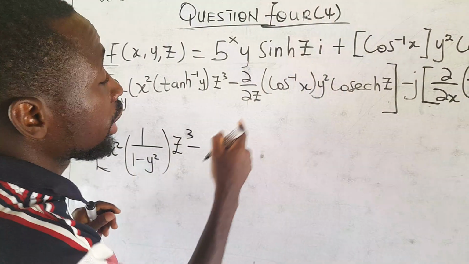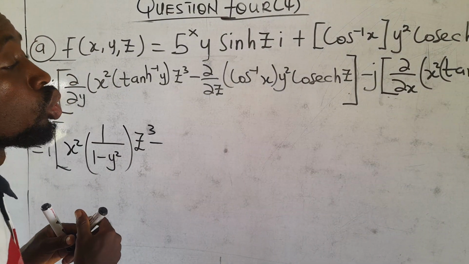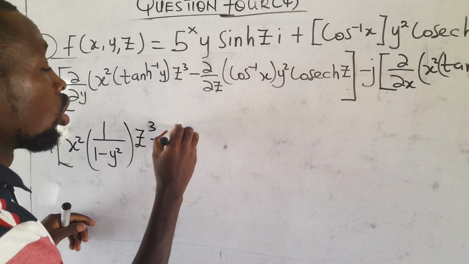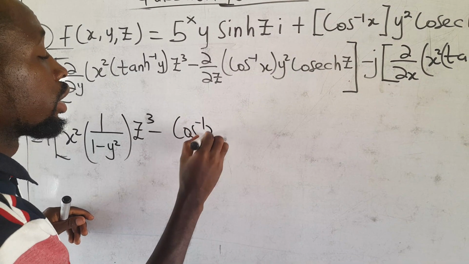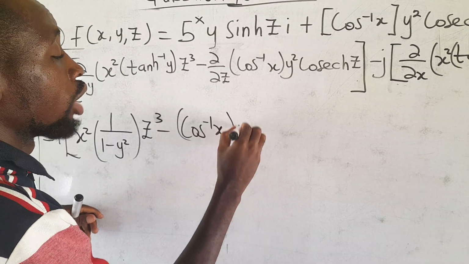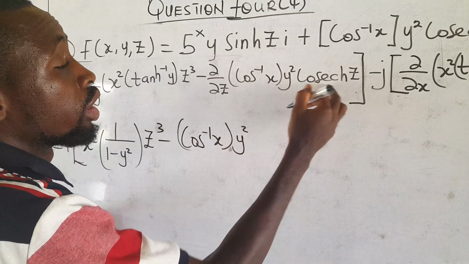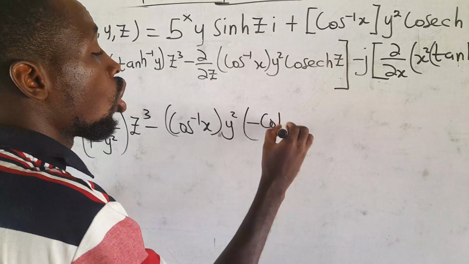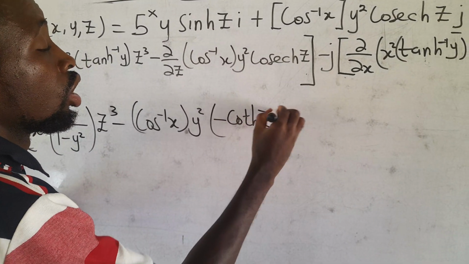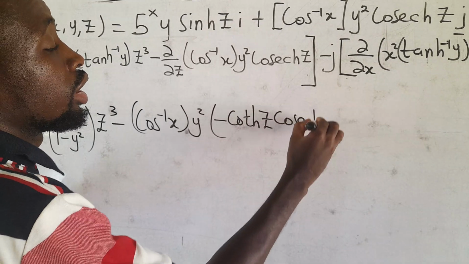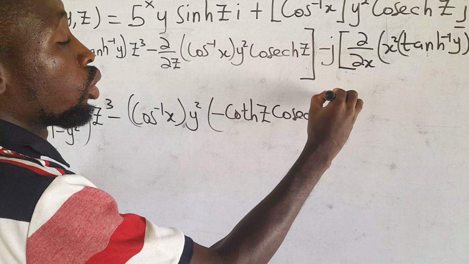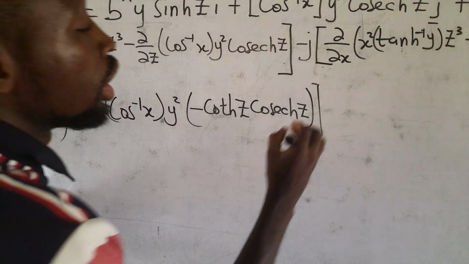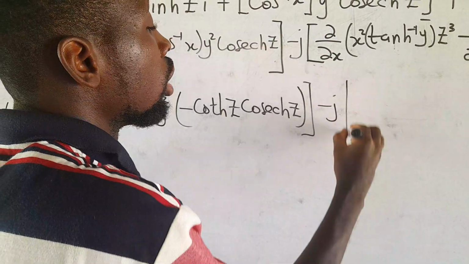Now here we'll find the partial differentiation of this function with respect to z. That means the x and the y will be held constant. So we have cos inverse of x, then our y squared will be held constant. When we differentiate cosec z, we get negative cosh z cosec z. Very, very important. So that's for the first one. Now we'll go to the j direction. So minus j.